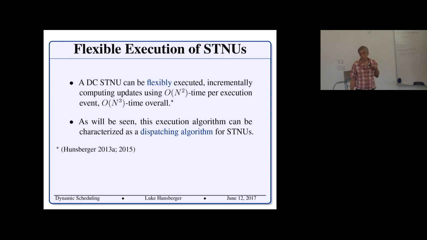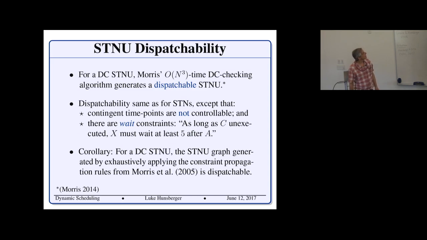But in Morris's 2014 paper, he showed that he can derive the dispatchable form of an STNU using his order n cubed algorithm. And the work that I did in 2013, basically what it's doing is a dispatchable propagation, but it's using more edges than in the dispatchable network typically. So his order n cubed algorithm generates a dispatchable STNU. There are two differences during execution. You don't control when the contingent time points execute, so you just observe them when they execute. And there are these weight constraints that you have to keep track of. But there is an analogy to the STN dispatchability, and it's a great paper, as usual, with Morris's work.